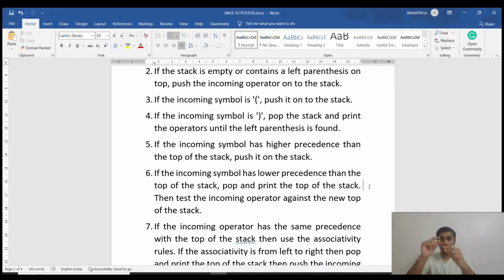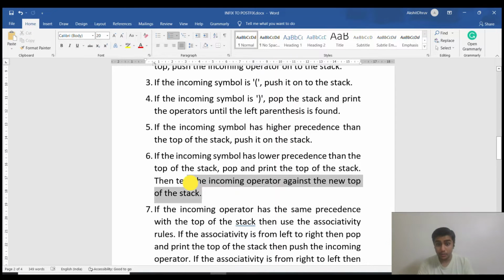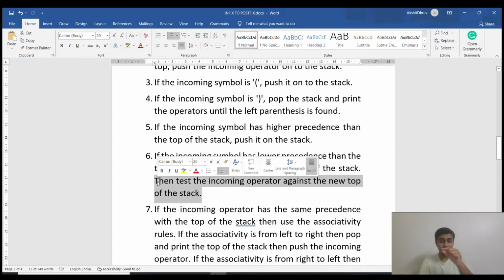If lower precedence or lower authority comes at the top, no one will like it, right? In the real world also, we have seen many examples. So we will pop the one with higher precedence, that is multiplication. We will remove it and that will get printed, and after that plus can come. Then test the incoming operator against the new top. After multiplication is removed, if there was a division there, then again we need to check. We can't stop checking unless it satisfies the condition, right?